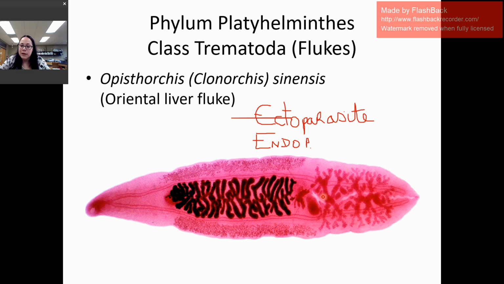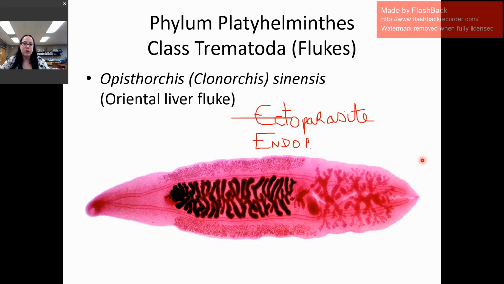And then that clear area that you see, this is the seminal receptacle. So it's where the sperm is going to be received and stored, and is going to go and fertilize the eggs that are contained in the uterus. Okay, so because there are male and female reproductive organs, you know that this is a hermaphrodite organism, just like the planarian that we've seen before. Okay, I think that's all for that one.